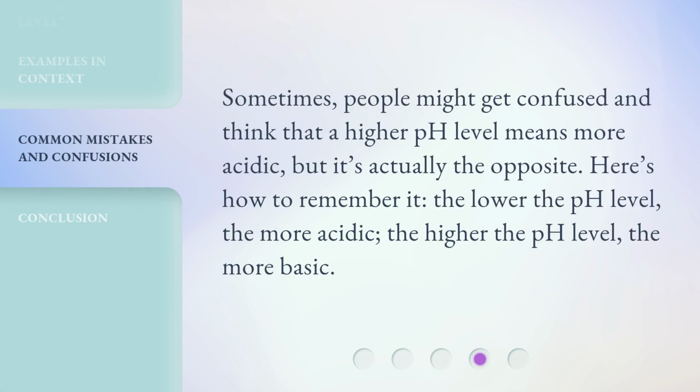Sometimes, people might get confused and think that a higher pH level means more acidic. But it's actually the opposite. Here's how to remember it. The lower the pH level, the more acidic. The higher the pH level, the more basic.